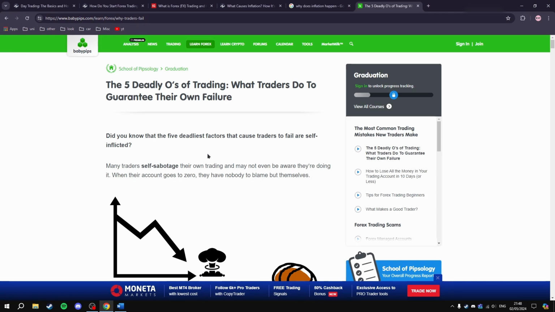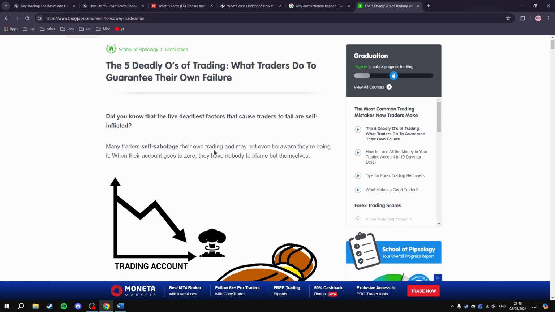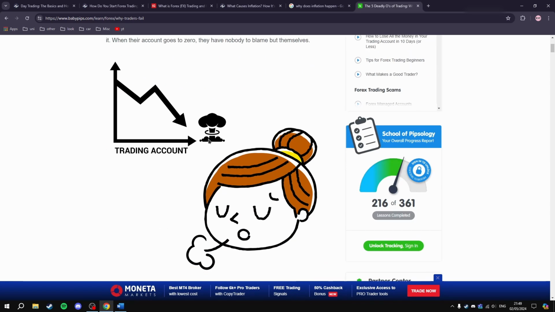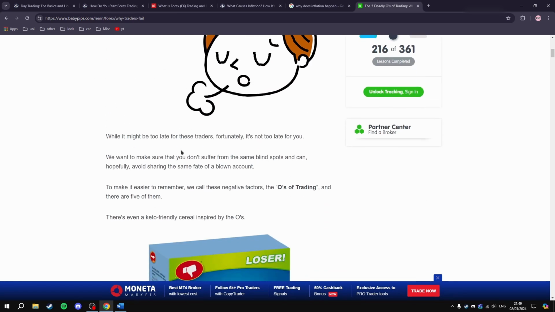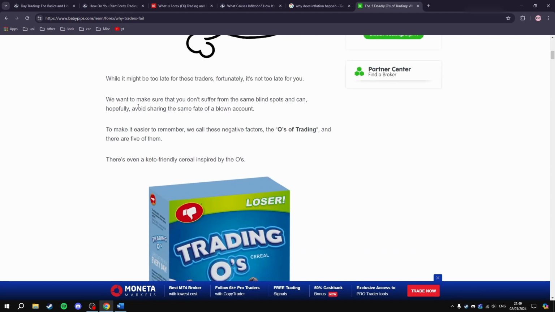Did you know that the 5 deadliest factors that cause traders to fail are self-inflicted? Many traders self-sabotage their own trading and may not even be aware they're doing it. When a trading account goes to zero, they have nobody to blame but themselves. Trading account, kaboom. While it might be too late for these traders, fortunately it's not too late for you. We want to make sure that you don't suffer from the same blind spots and can hopefully avoid sharing the same fate as a blown account.